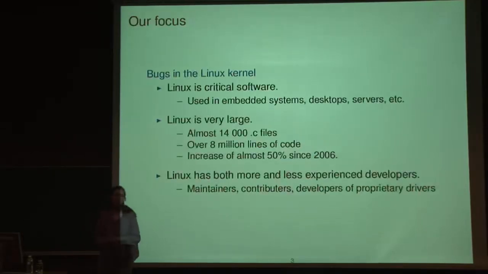So bugs, everyone knows bugs are everywhere. What we're interested in particular is bugs in the Linux kernel. Linux is, as everyone knows, quite important software. It's used in all kinds of systems. It's also extremely large. There's over 14,000 C files. And earlier today, Andrew Tannenbaum told us it was 6 million lines of code, but actually when I tested the most recent release, it was 8 million lines of code. So it's growing at a quite rapid rate. I'd say it's an increase of almost 50% since 2006. It could even be more than that.